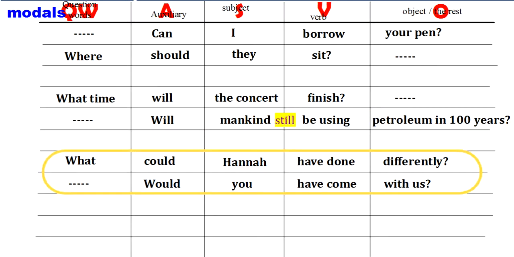Finally, I have some past modals. Past modals are modals that use have plus the past participle. And that's what appears in the verb column. Every time we're going to have an auxiliary, then the subject, and then the rest of the verb phrase, have done, have come, have seen, have been, etc.